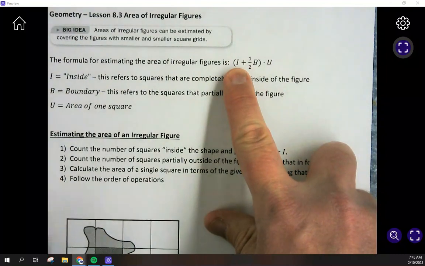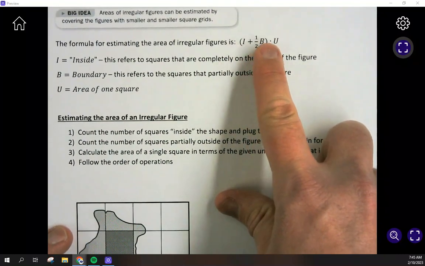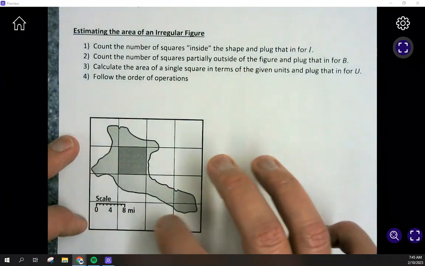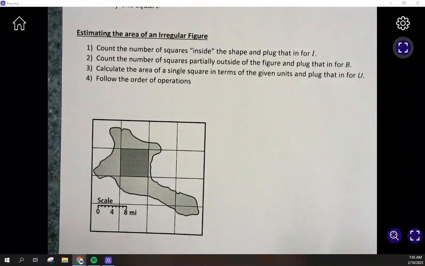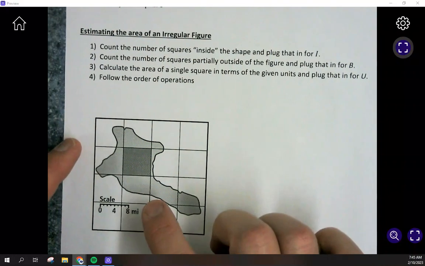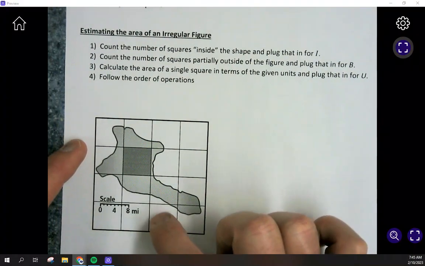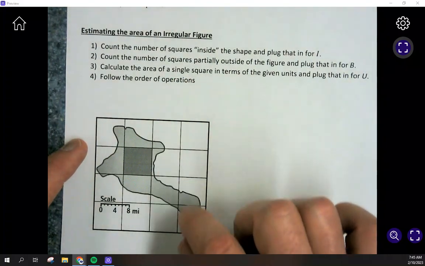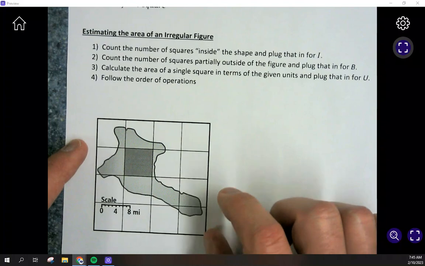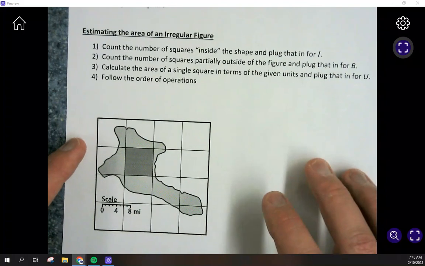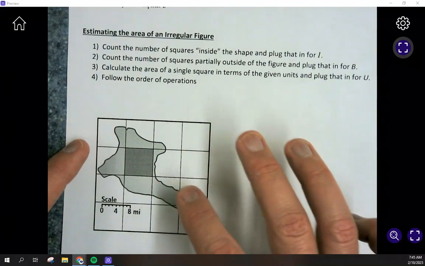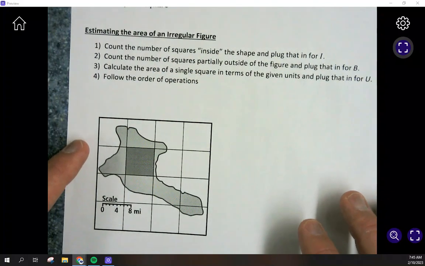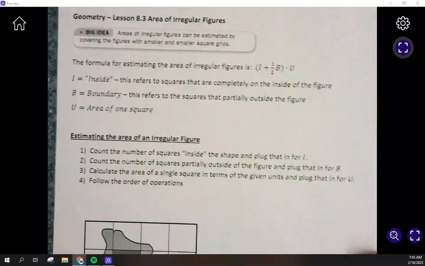So what we're going to do, if you take a look at the formula we're going to use, I is the inside ones. We're going to add that to half of the boundary ones. Okay, so we're going to add up all the boundary ones, and then we're just going to take half of that number. Basically, averaging them out and saying, on average, half of the square is taken up. Now, obviously, that's not true all the time, but sometimes it's less, sometimes it's more, sometimes it's right about half. But on average, if we take all of these boundary squares, they're about half full of the island, okay, or whatever we're trying to estimate.